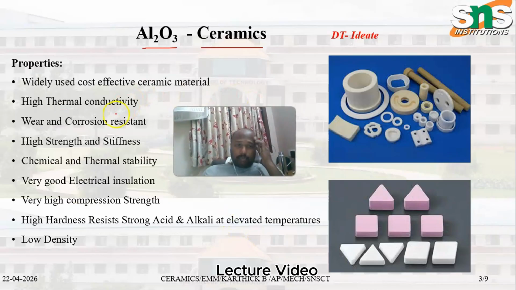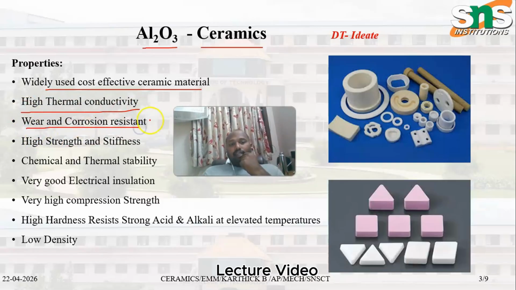Because of these applications, alumina is a widely used, cost-effective ceramic material. It has high thermal conductivity, as it conducts heat, and it is wear and corrosion resistant. Wear and corrosion resistance is the most important thing when implants come into the picture. The implants we put into the human body should have wear and corrosion resistance in order to avoid damage to the human body parts.